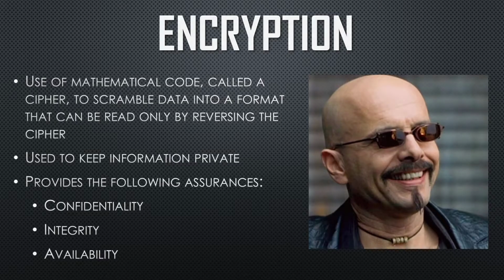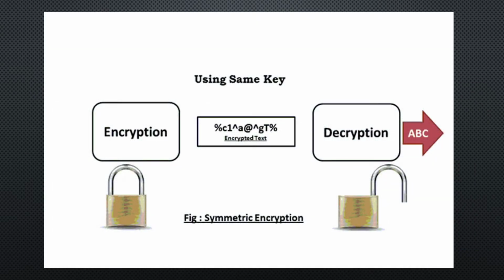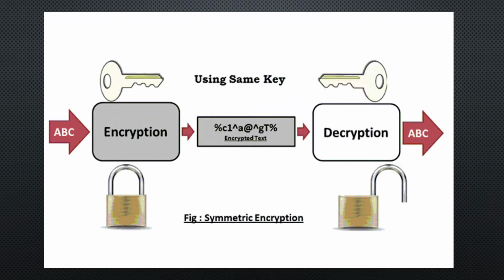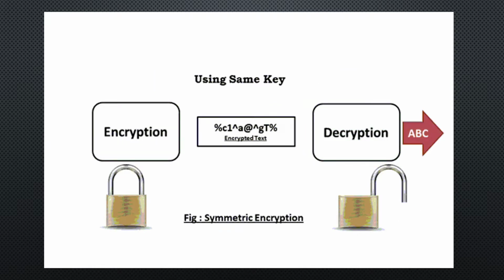That's encryption, okay? Looks kind of like this. We encrypt the text into gibberish, and you decrypt it back into actual letters. That's symmetric encryption. We each have a copy of the same key, and we can each unlock it.